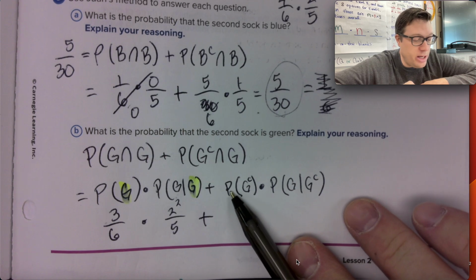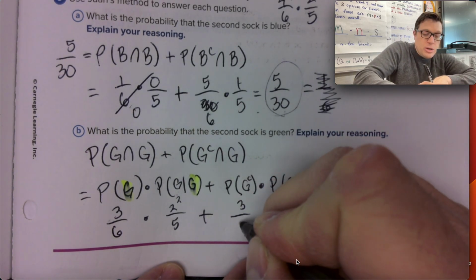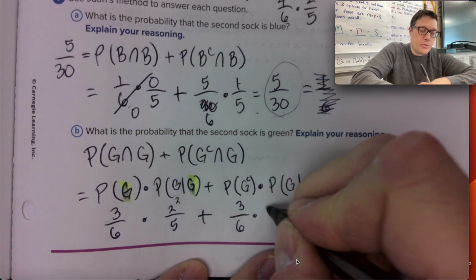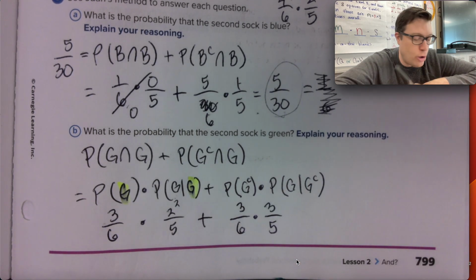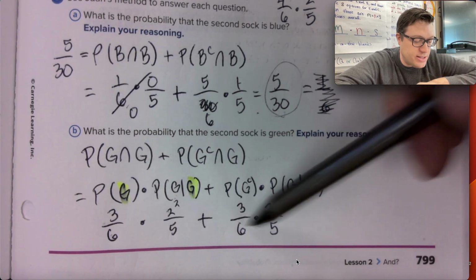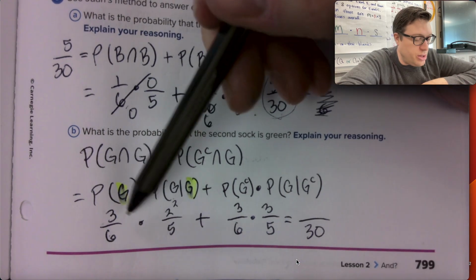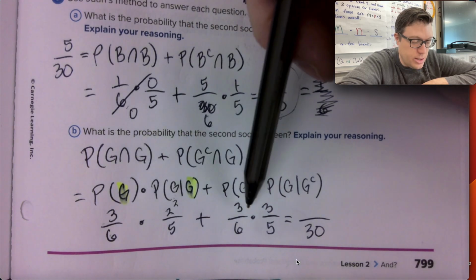Now, the probability of getting not a green sock is still 3 out of 6, but you didn't take away a green sock. You still have 3 remaining. So there are 3 socks remaining out of 5 options in the second row. We still have 6 times 5 and 6 times 5, so the final answer is going to be out of 30, but we need to do the multiplication of the top numbers. 3 times 2 plus 3 times 3.